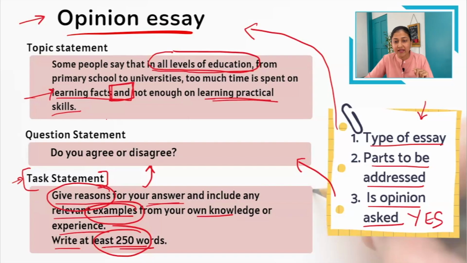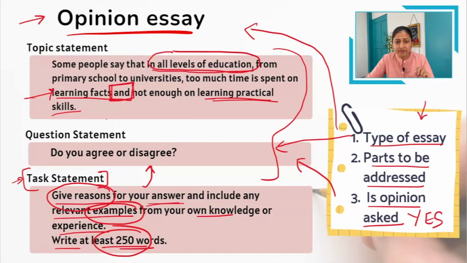How do we identify that? By looking at the question statement. Parts to be addressed. How do we identify that? By looking at the topic statement and the question statement. Right? So, why is question statement important? To identify the parts that you're supposed to address.